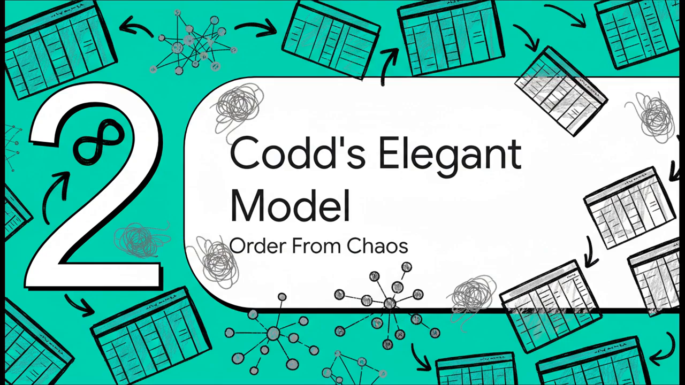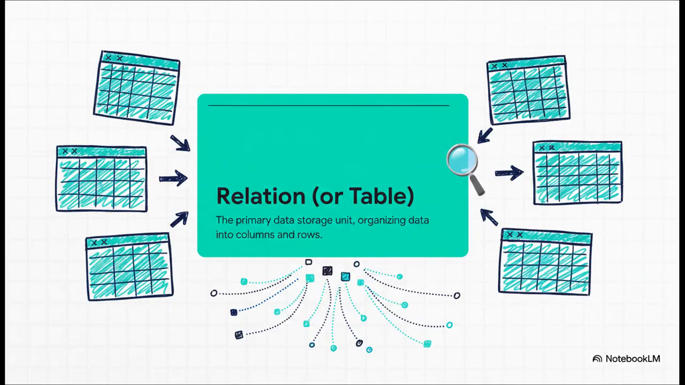Codd's solution was just genius in its simplicity. He basically said, look, any data, I don't care how complicated it is, can be represented in one single way, as a bunch of tables, or, as he called them, relations. So the main building block here is the relation, which, let's be real, we all just call a table. It's a grid, like a spreadsheet. And in this model, that is the only place data gets to live.